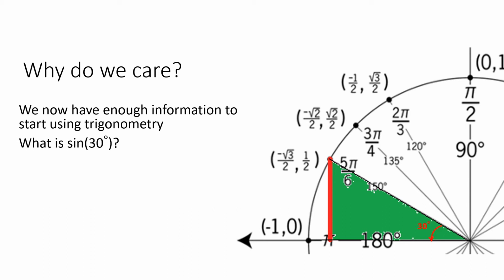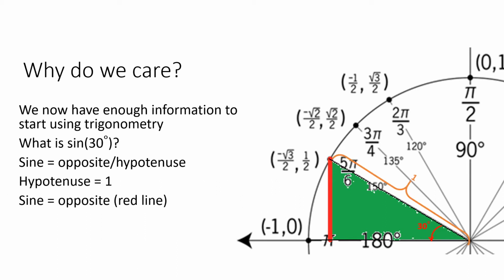What is the sine of 30 degrees? Well, sine is opposite over hypotenuse. So the sine of 30 degrees is going to be the length of this red line divided by the length of the long black line, the hypotenuse, which we already said was 1. So sine would just be the opposite divided by 1, and anything divided by 1 is just itself. So the sine of 30 degrees would just be the height of the red line. And the height of the red line is exactly the y value of the point, which is 1/2.